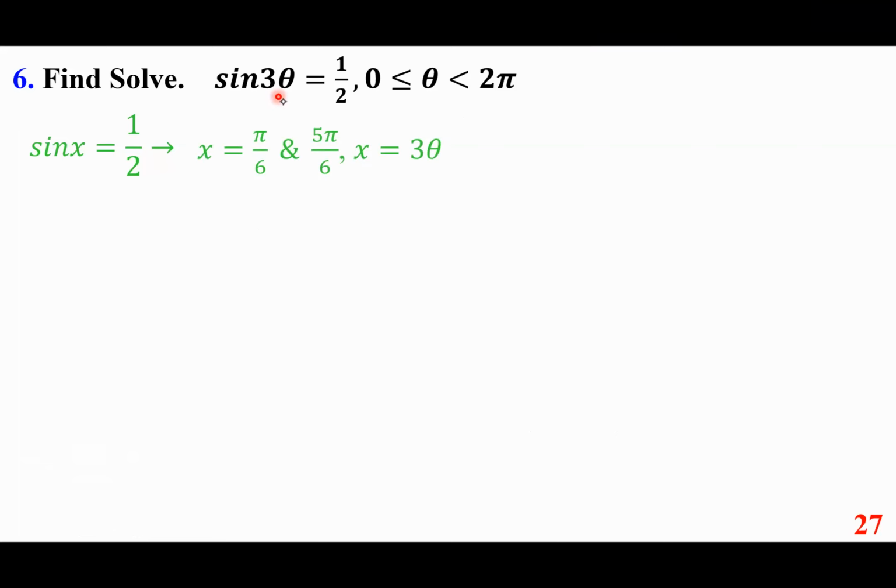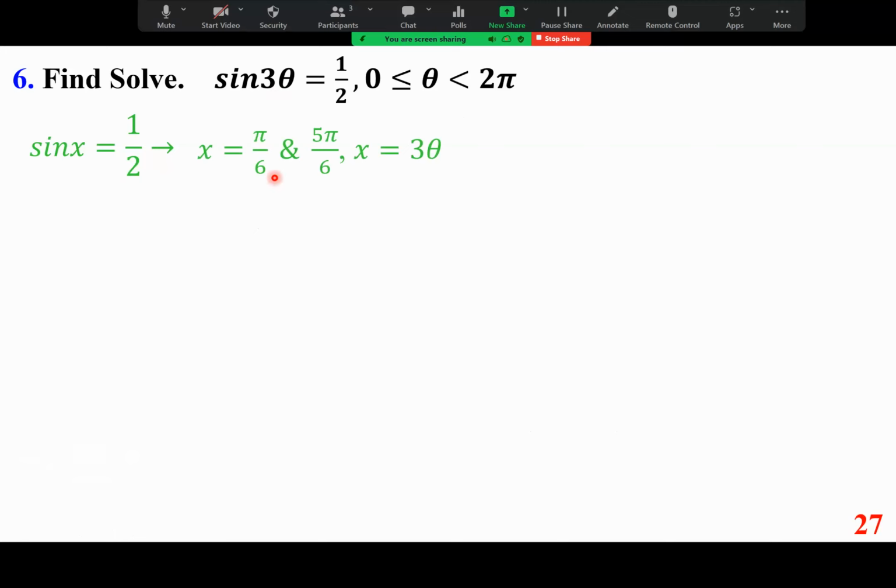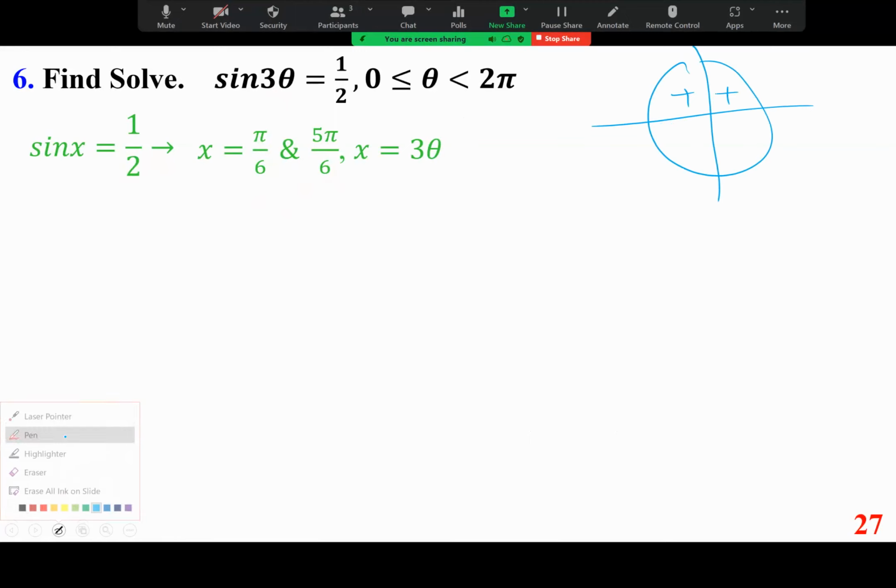By the way, I hope you know that this is pi over 6. And then this is pi minus pi over 6, because pi over 6 is the reference arc and sine is positive in the first. Sine is positive here, okay? So in the first quadrant it's pi over 6. In the second quadrant, pi minus pi over 6, okay? So x is 3 theta. How do we do that?